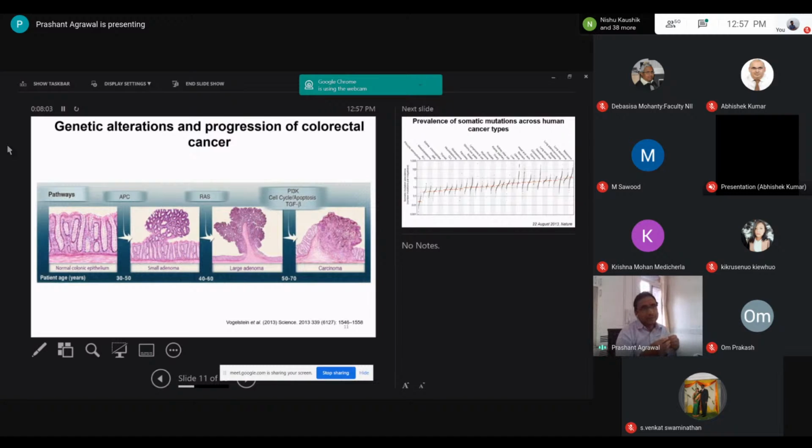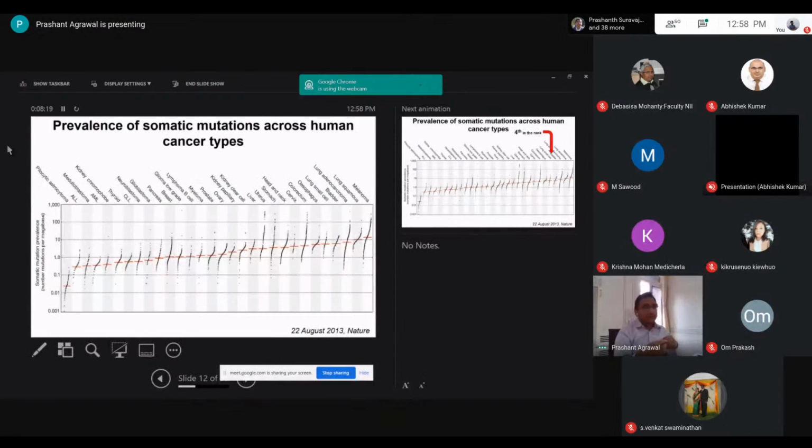Now if you talk about genomic alterations or genetic alterations, this is such a beautiful example in the case of colorectal cancer. You could see that a mutation could clearly change the normal colonic epithelium to adenoma, and the adenoma progresses, and what is the phenotype, you could see the carcinoma, and this is the effect of a mutation. So this is something very extraordinary.